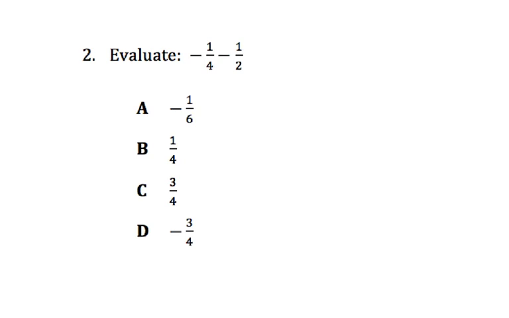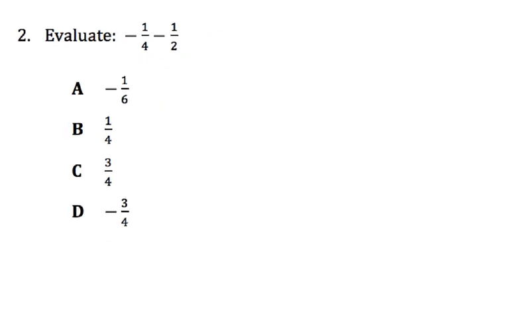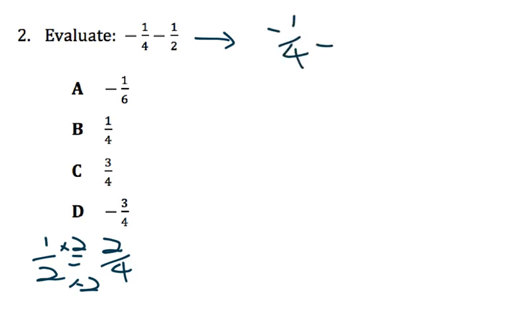All right, for number 2, again, our denominators are different and we're subtracting. So I'm just going to rewrite 1/2 as 2/4 because I can multiply by 2/2 to get an equivalent fraction. And now I'm going to rewrite this problem as -1/4 minus 2/4.